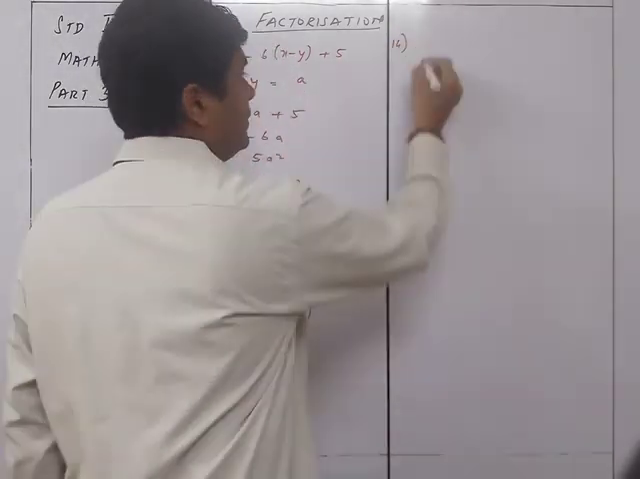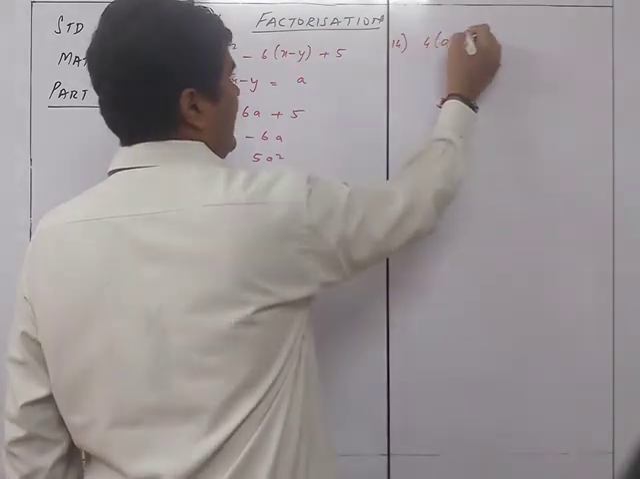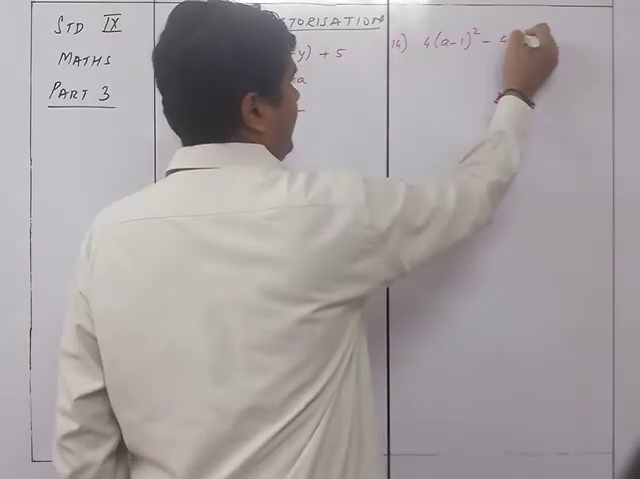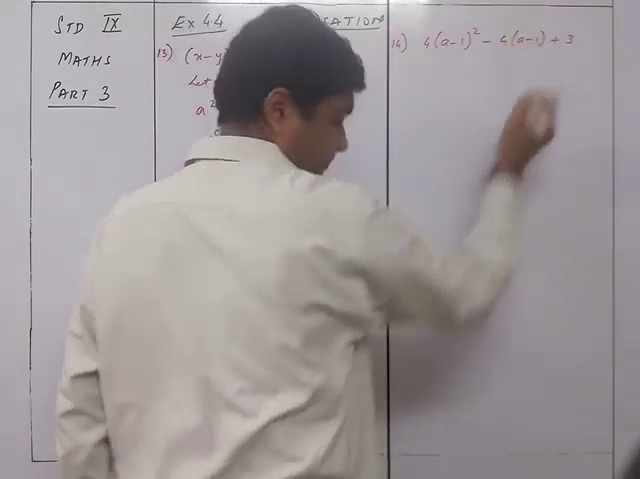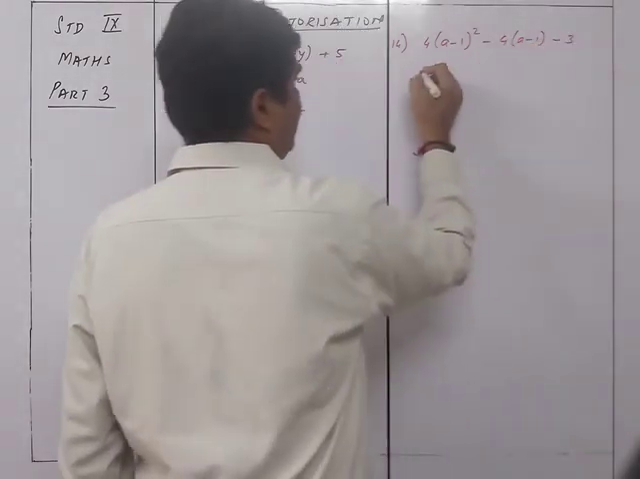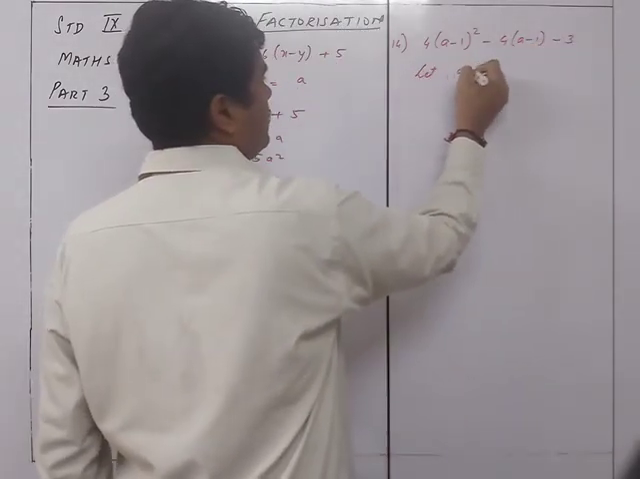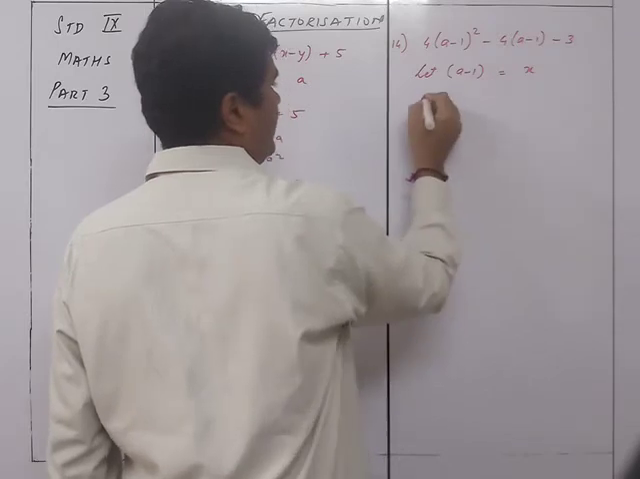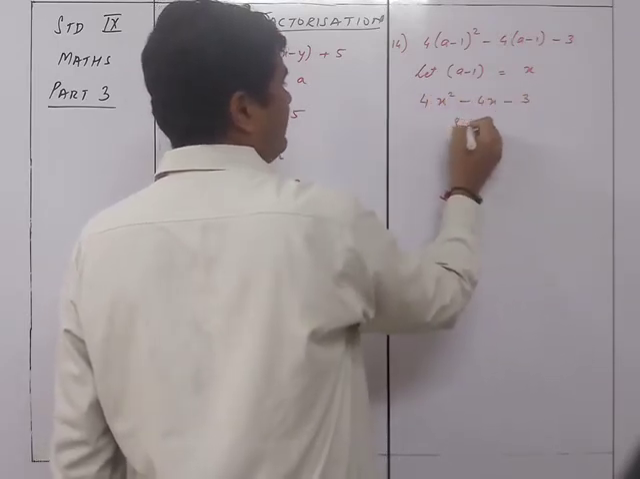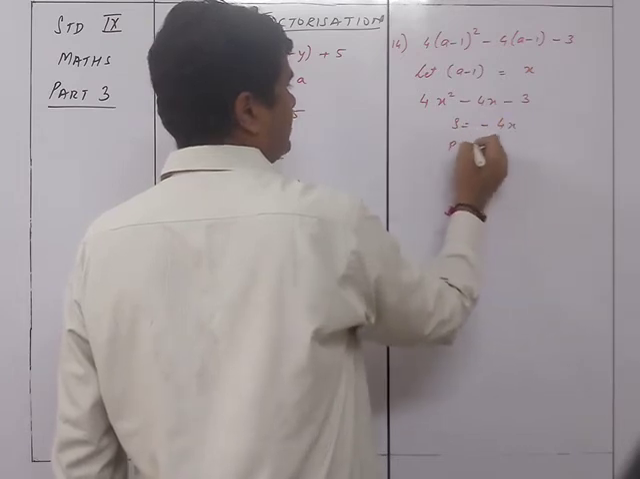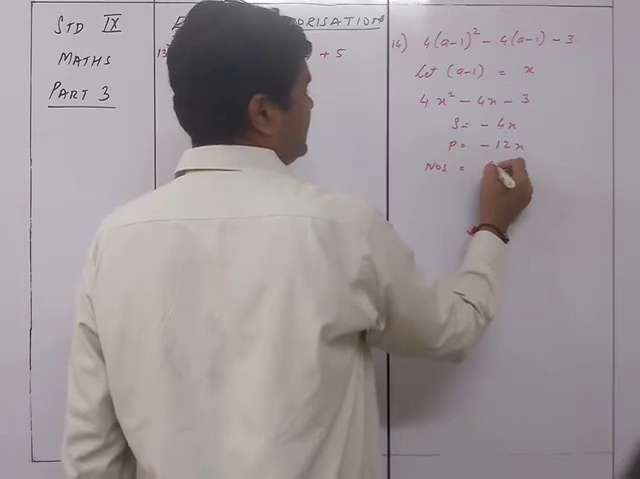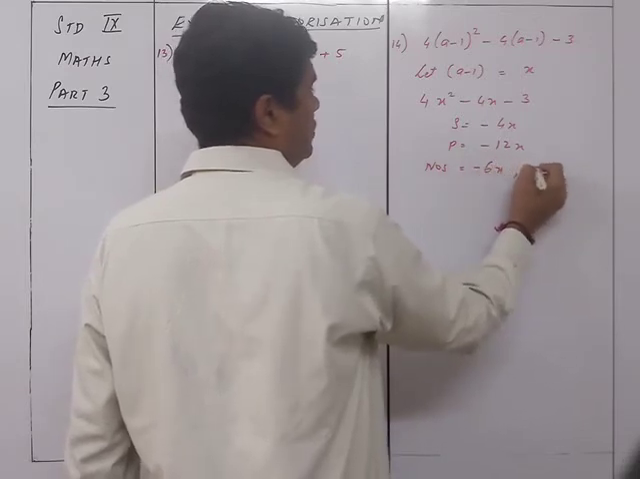So the sum is 4 times a minus 1 the whole square minus 4 times a minus 1 plus 3. Sorry, it's minus 3. So we'll take let a minus 1 be equal to x. So it will be 4x square minus 4x minus 3. So sum is equal to minus 4x. The product is equal to minus 12x square. So the numbers will be equal to minus 6x and 2x.